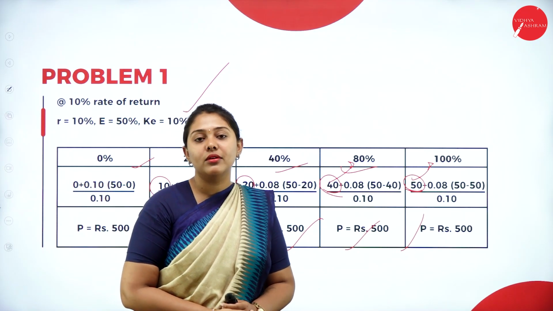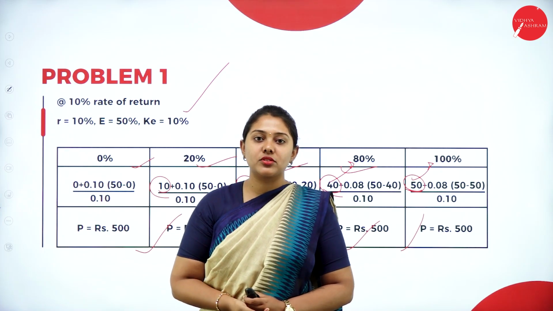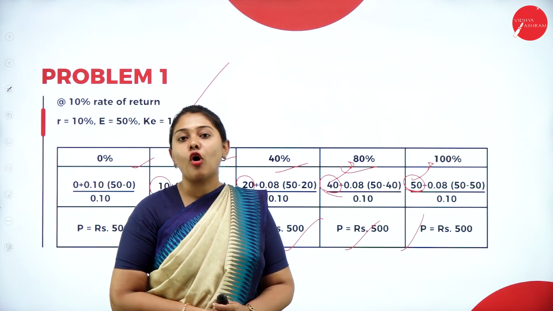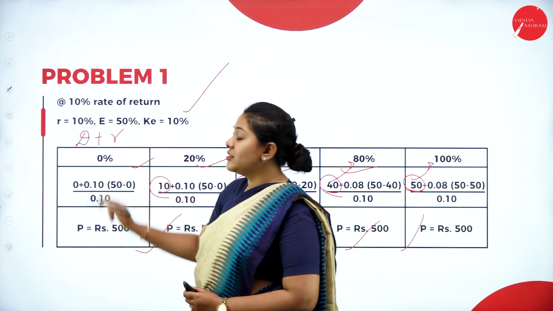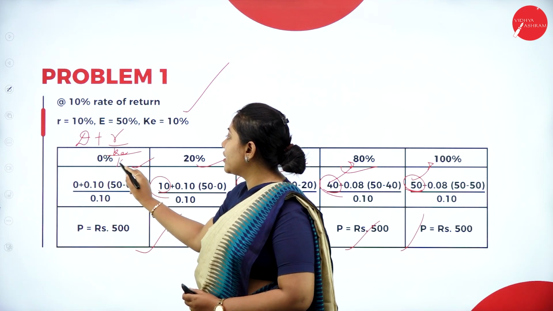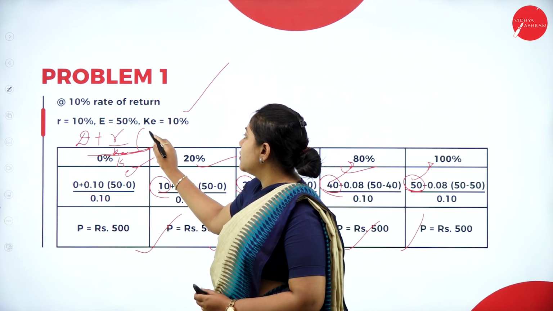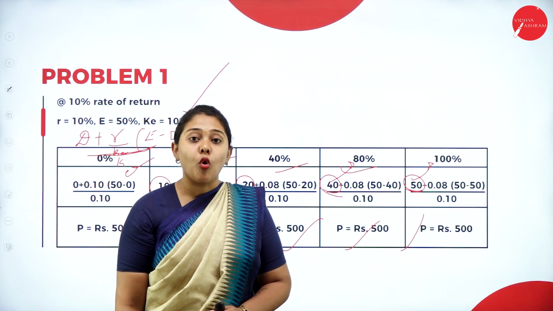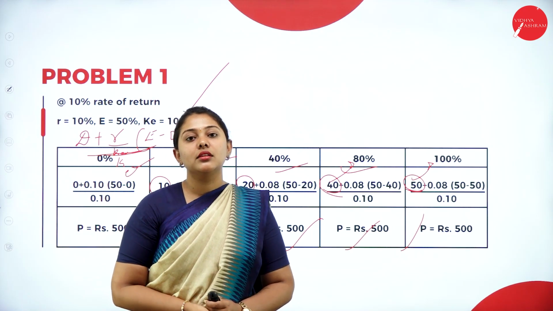So this is how you calculate under your Walters model. This is a 15 marks compulsory question in your examination. So Walters model is very important. What is the formula of Walters model? Dividend plus return, that is your internal rate of return, divided by cost of equity, the whole divided by cost of equity, that is your earnings minus dividend. This is your formula for the Walters model. Always keep that formula in your mind while calculating.